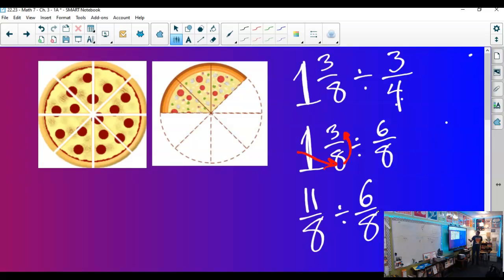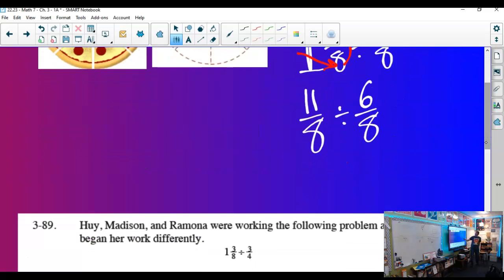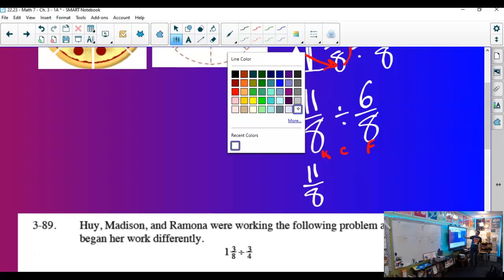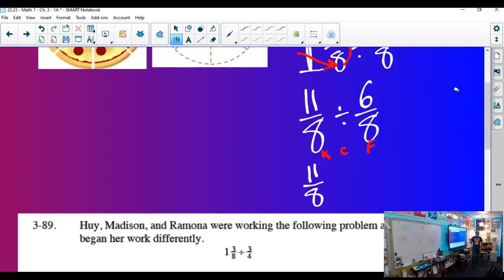But really, after I keep, change, flip like Emily told me to, and guys, on your paper I would write KCF, just as a little reminder. And if you haven't heard it from 6th grade, that's just a mnemonic trick. That's just what we say to remember what to do. Keep, change, flip. Wait, what does an 8 on top and an 8 on bottom do? Oh, it makes it 1.